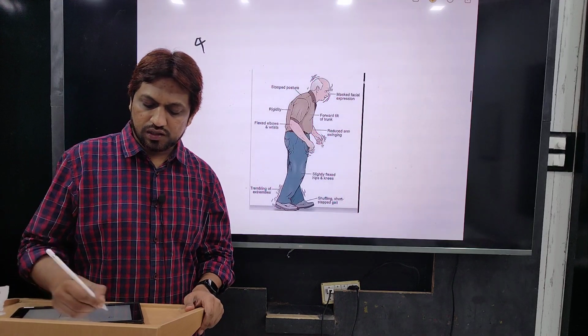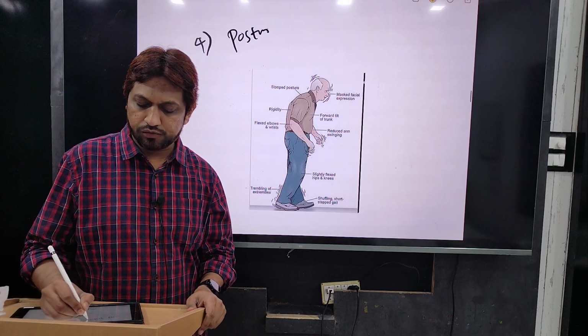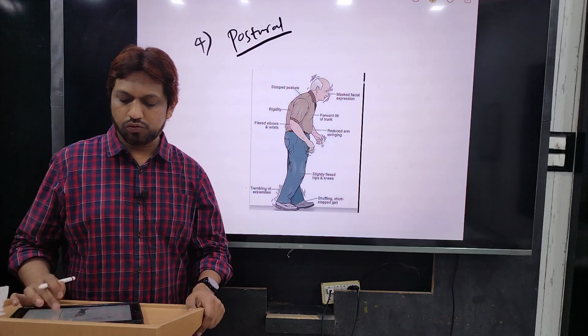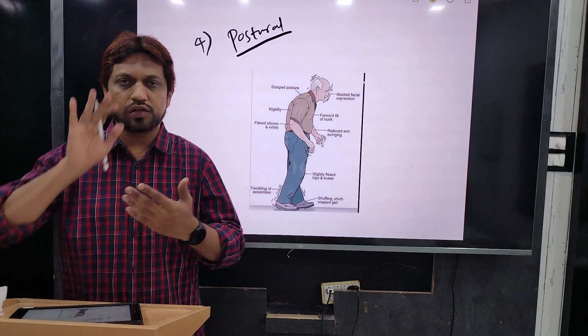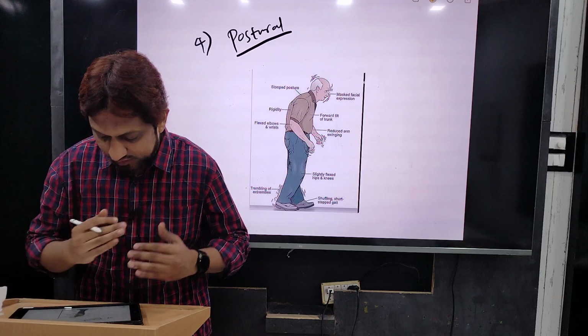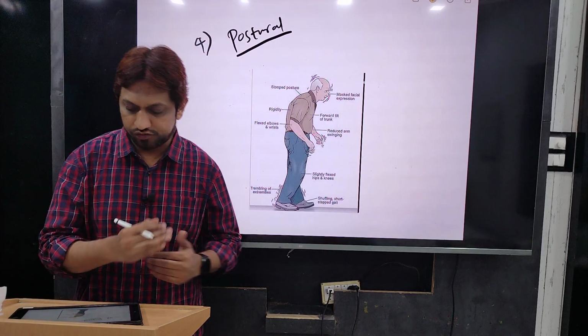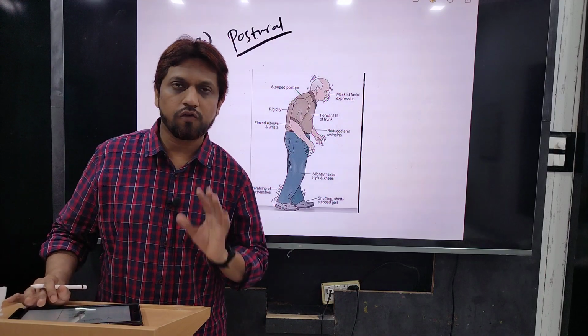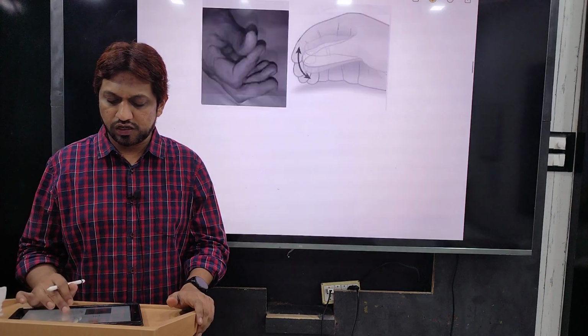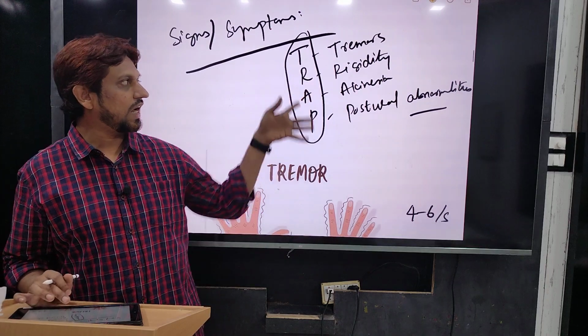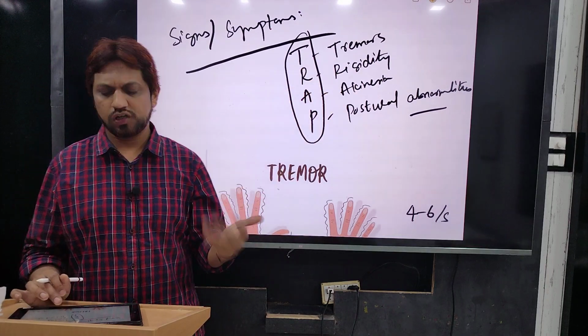Then finally the postural problems or postural abnormalities. So there is a stooped posture, the person will be bending like this in front and has a short-step shuffling gait. This type of motor symptoms you can remember by the mnemonic TRAP: tremors, rigidity, akinesia, and postural abnormalities.